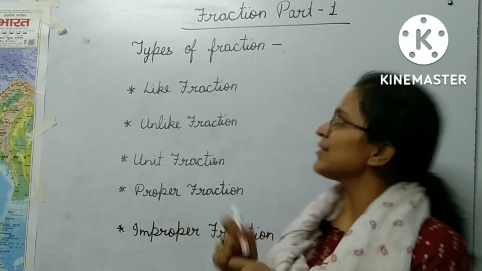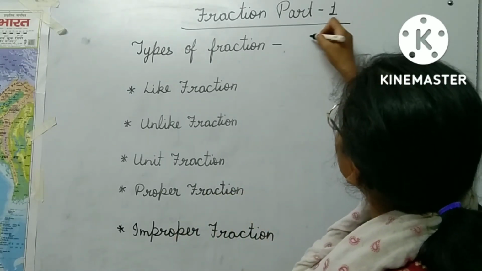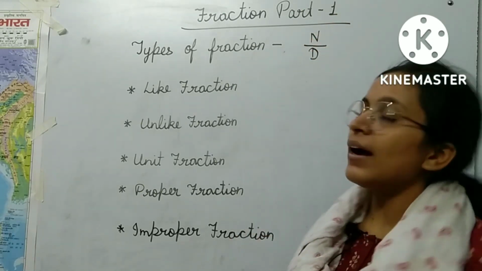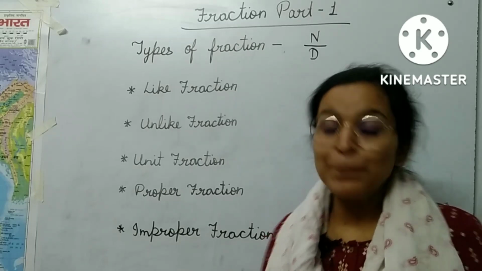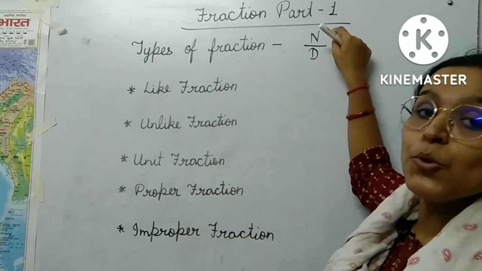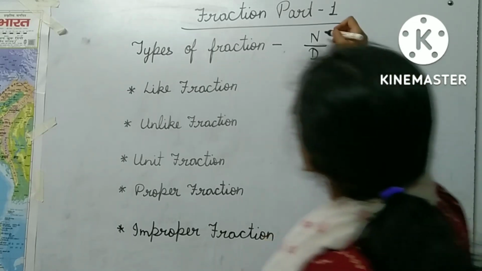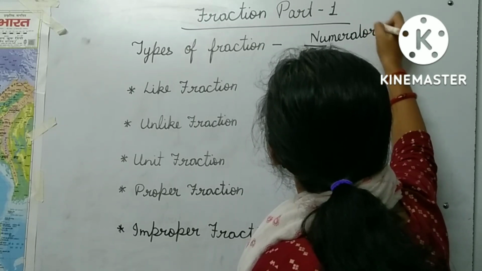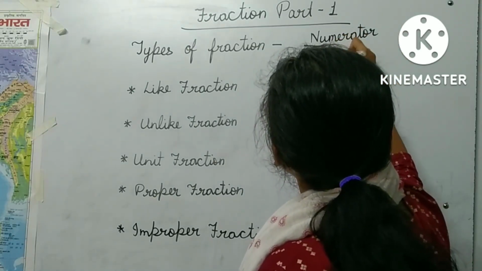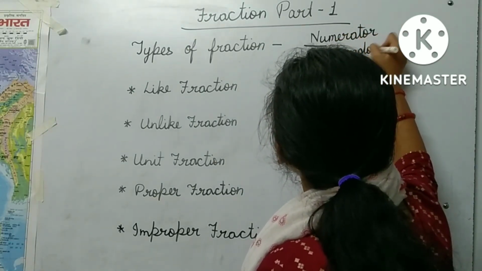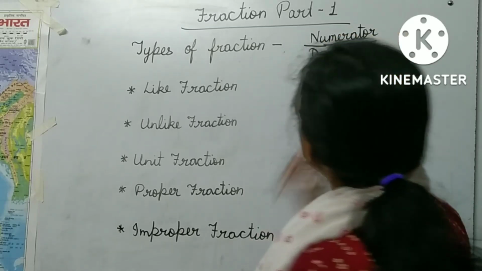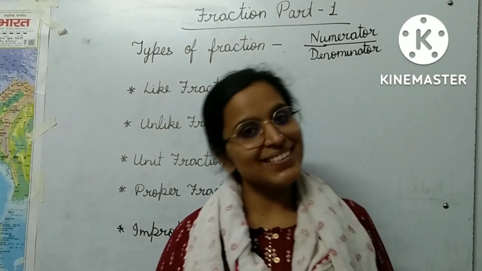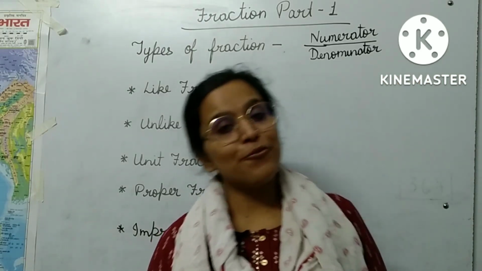Before discussing fractions, you should know that a fraction has two parts: one is the numerator and the other is the denominator. The upside part is known as the numerator, and the downside part is the denominator. Is it clear? Yes. The upside part is the numerator and the downside part is the denominator. Very good.